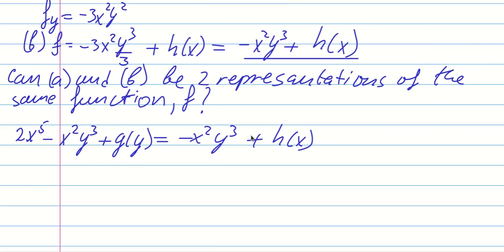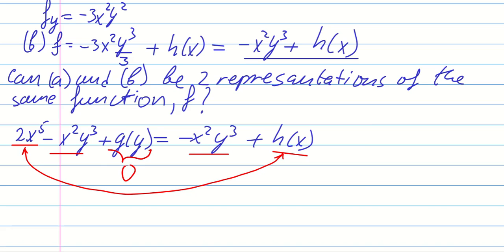So let's try to match things up. We can clearly see that the middle just matches up completely, and this has to be a function of x. So this has to be a match over here. Unfortunately, there is nothing to set g of y equal to, so g of y has to be equal to 0. That's our representation. So finally we say that f of x, y has to be 2x to the 5 minus x squared y cubed.